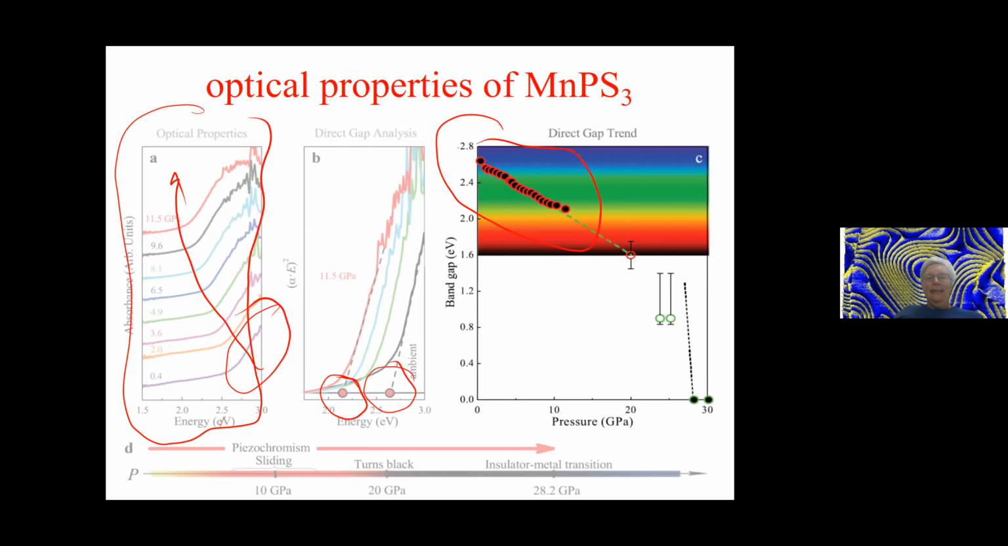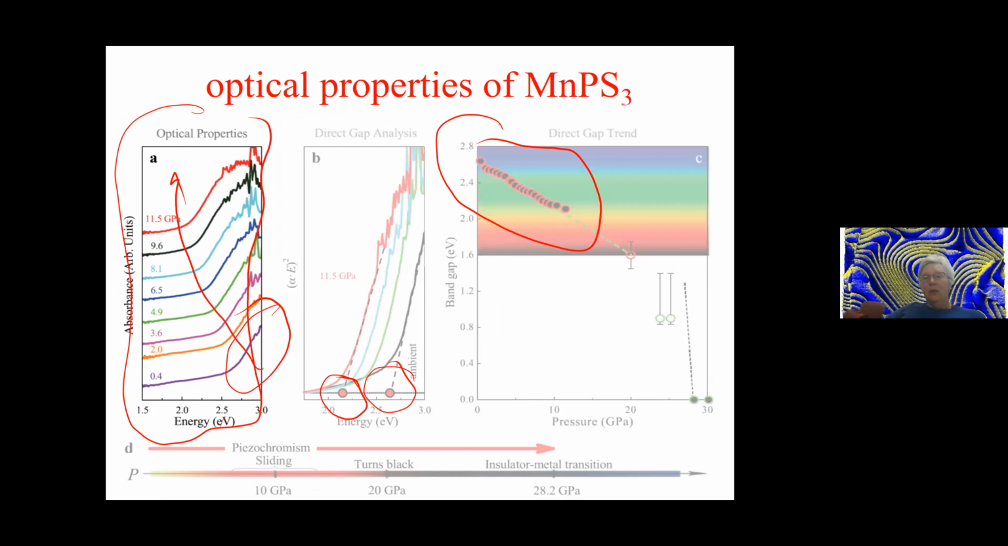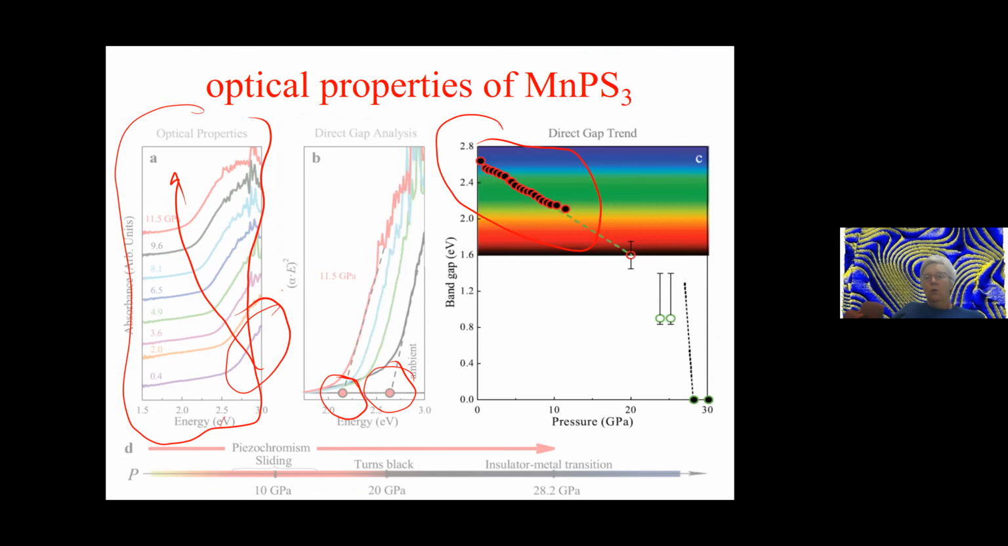So what's really neat is that we have deterministic control over the position of the gap. It's linear in the visible range. And in a sense, that's very much what we could see from these photographs, right? Okay, we also know that at about 20 gigapascal, the band gap moves out of the visible range.